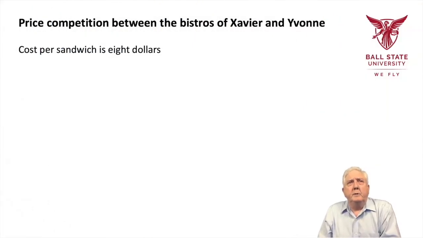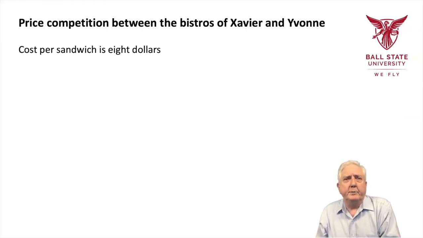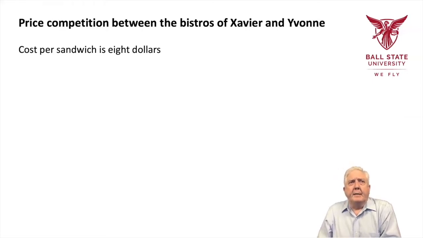Welcome to our first example of continuous gameplay. Having reviewed the video that I produced for you to have a little bit of background on some simple calculus, we're now going to use that calculus to try to figure out what is the best price and quantity for Xavier and Yvonne to produce at their bistros.